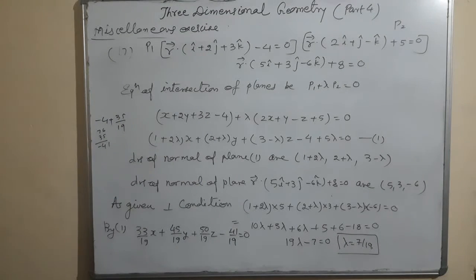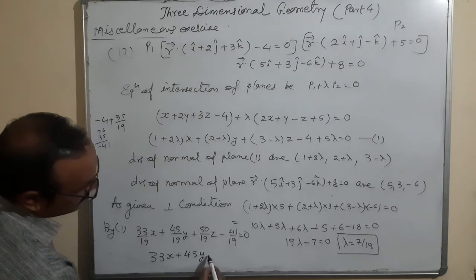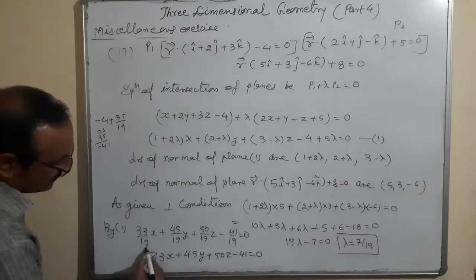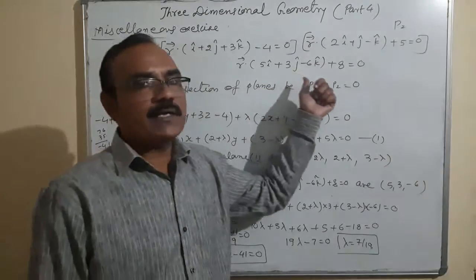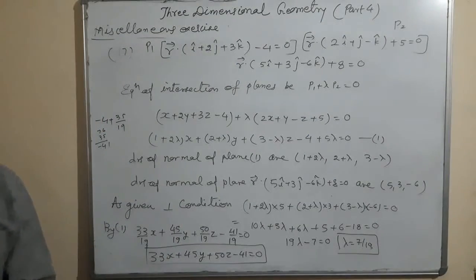So when we multiply the entire term by 19, the result is 33x plus 45y plus 50z minus 41 is equal to 0. This is the equation of the plane which is perpendicular to that plane and passing through the intersection of these two planes. Okay, it's a very interesting and important question.